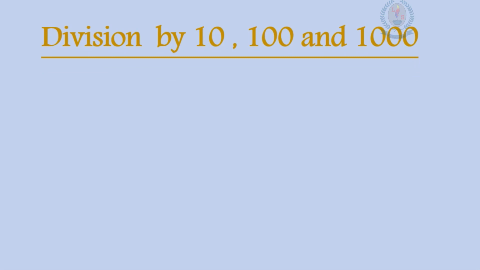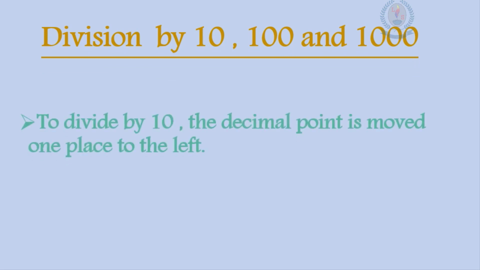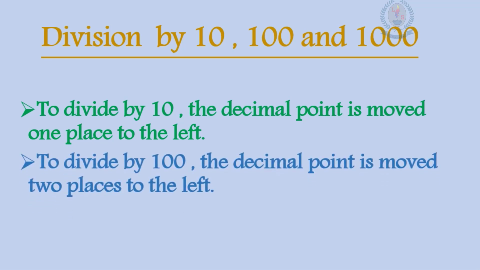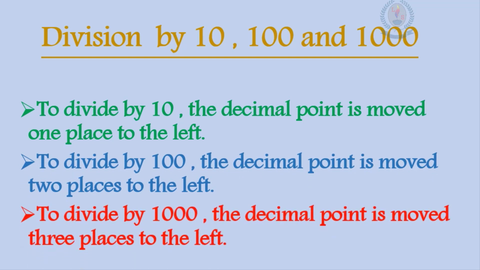Next subtopic, division by 10, 100 and 1000. Here also, like previous multiplication, we have some rules. First one is to divide by 10, the decimal point is moved one place to the left. To divide by 100, the decimal point is moved 2 places to the left. To divide by 1000, the decimal point is moved 3 places to the left. Right? In decimal multiplication, if we have to multiply by 10, what we have to do? We have to take the decimal place to right hand side by 1 digit.